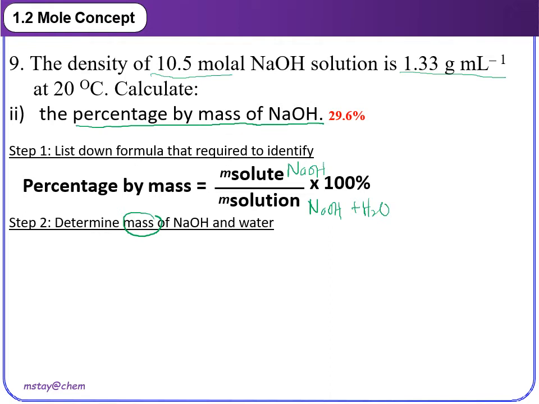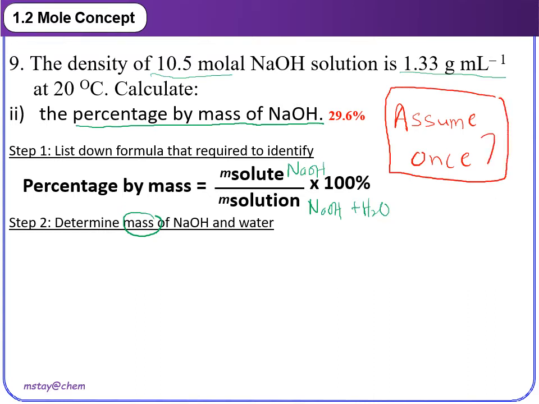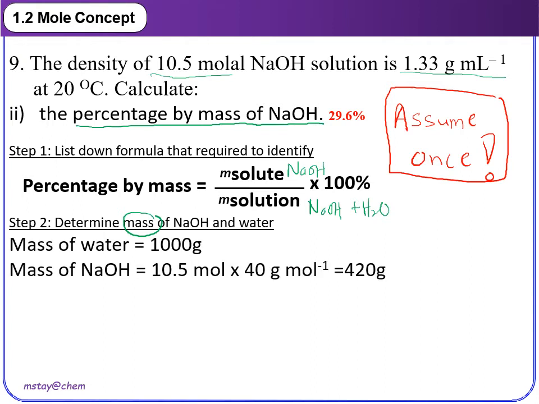But this is the second part of question number 9, so we do not need to do an assumption. Do keep in mind that we only assume once. This is important: always assume once only. Just now we already assumed a 10.5 molar solution, which means there is 10.5 mole of NaOH in 1 kilogram of water.